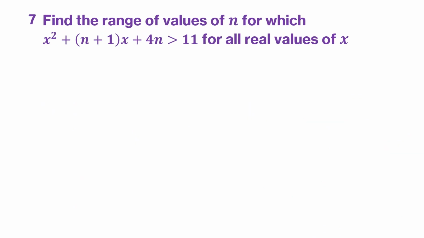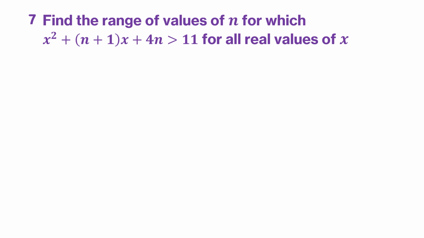For question 7, we are asked to find the range of values of n for which x squared plus bracket n plus 1 close bracket x plus 4n is more than 11 for all real values of x. So we're going to use Mr. Polya's 4 steps of problem solving to tackle these questions. Mr. Polya's step number 1 is we need to understand the problem.